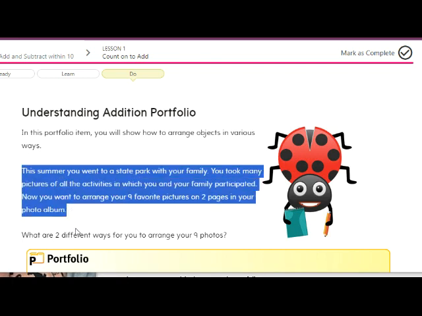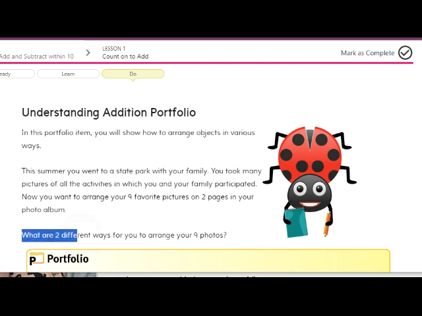Here's what we're going to be thinking about. This summer, you went to a state park with your family. You took many pictures of all the activities in which you and your family participated. Now you want to arrange your 9 favorite pictures on 2 pages in your photo album. So let's think about 2 different ways you could arrange 9 photos.